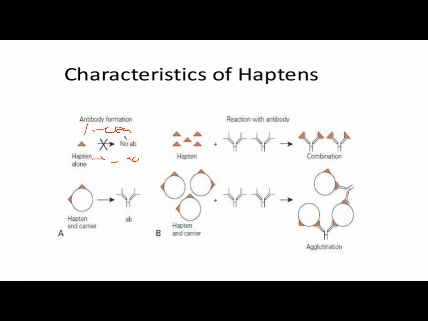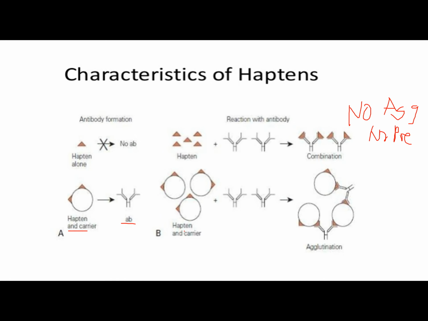Now, hapten plus carrier could cause the creation of antibody. So there would be antibody. Now here you have your hapten reacting with antibody. It would form a combination. Here, hapten plus carrier. Hapten plus antibody, there would just be a combination. There would be no agglutination. There would be no precipitation.